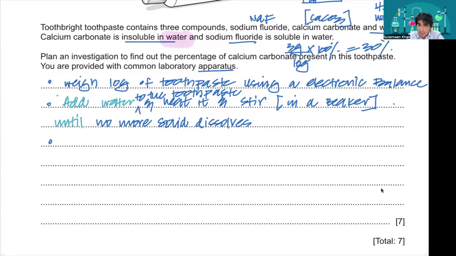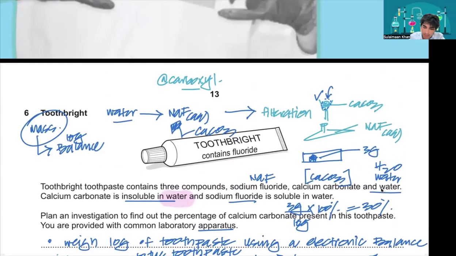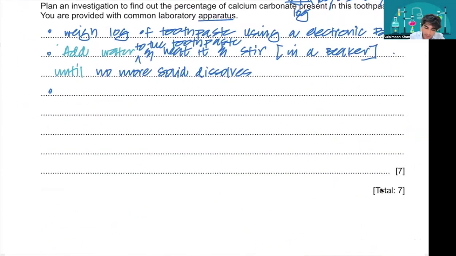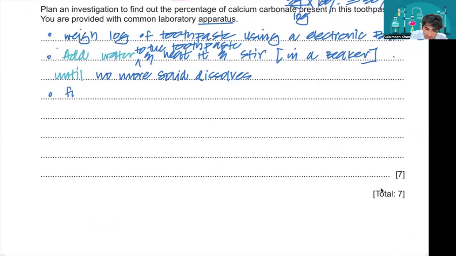Apparatus, you have to write it as an answer. And then add acid, whatever solvent you're adding. Then you realize that a chunk of solid is going to be left behind. So what am I going to do? I will filter the mixture to obtain calcium carbonate as residue.